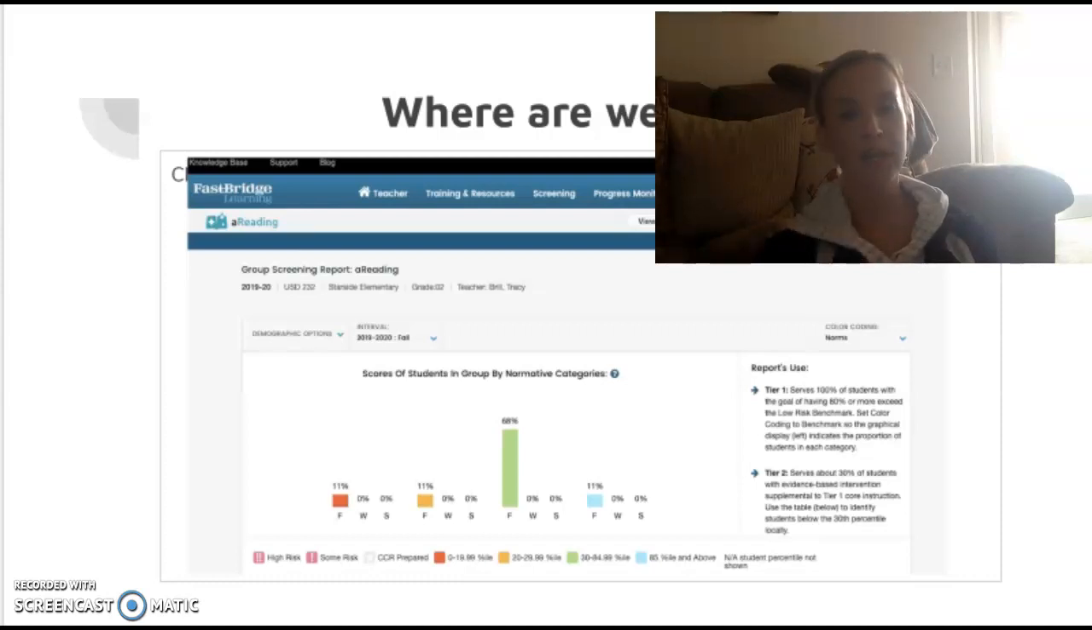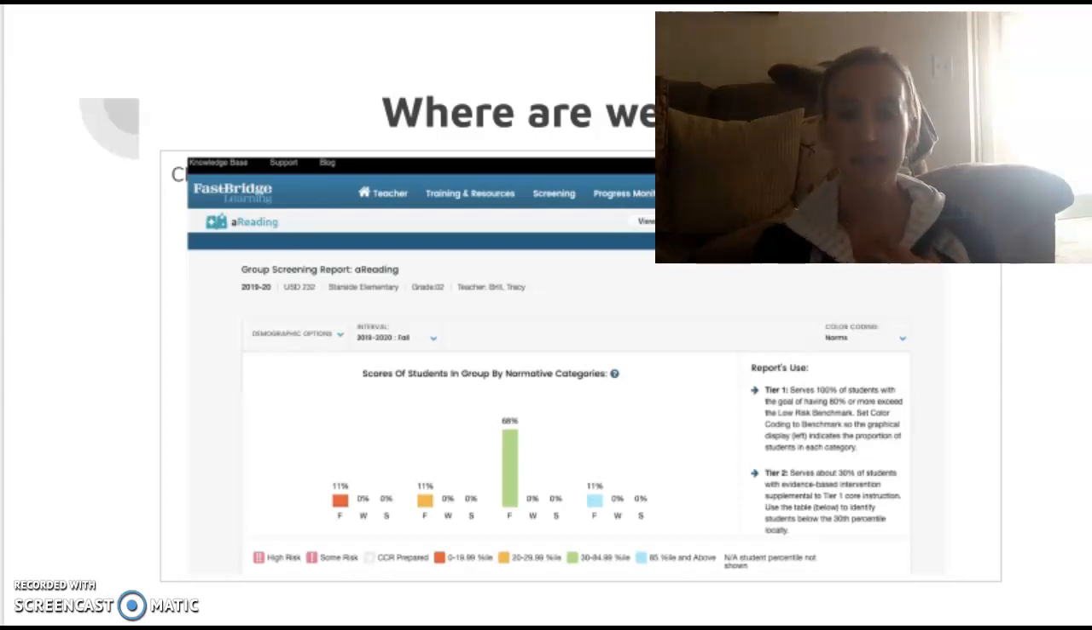So they're doing reading, I think. I need to specify, I'll have to ask if that is for sure. But my second graders, we just did reading and math this year. And so I just wanted to show one data report from reading.